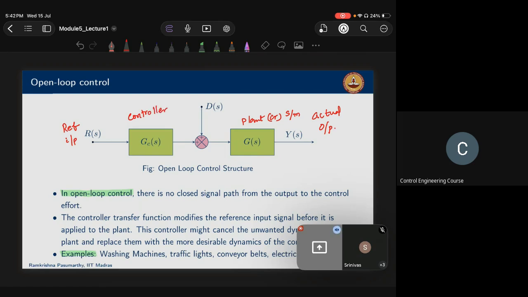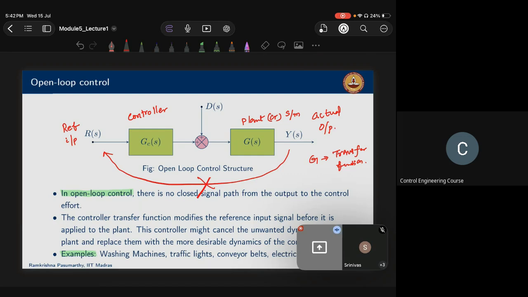G represents the transfer function. We know this already. In the previous weeks, we have learned that the transfer function is the Laplace transform of the output to the Laplace transform of the input under zero initial conditions. Here in the open loop structure, there is no feedback part. We already understood the concept of feedback. There is no feedback from output to the input. While designing the controller, we don't consider this feedback.